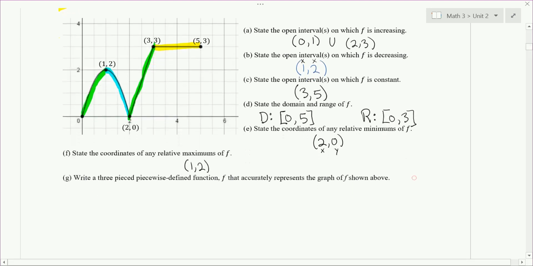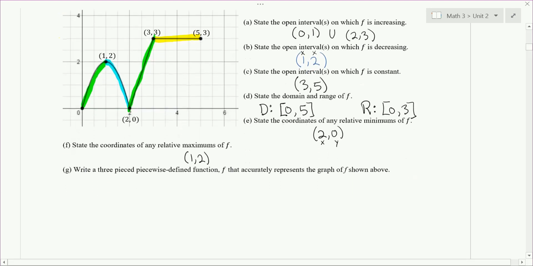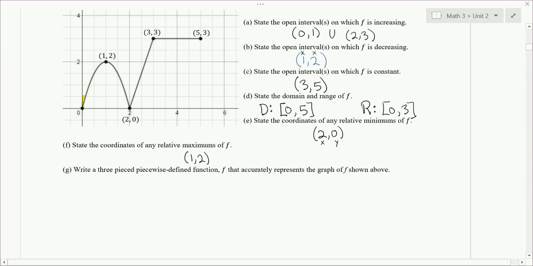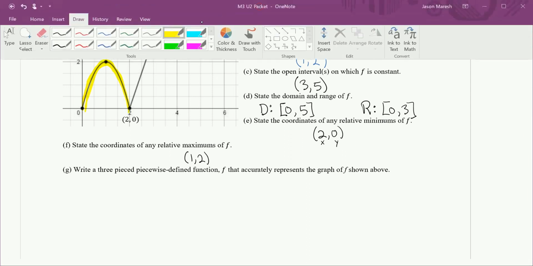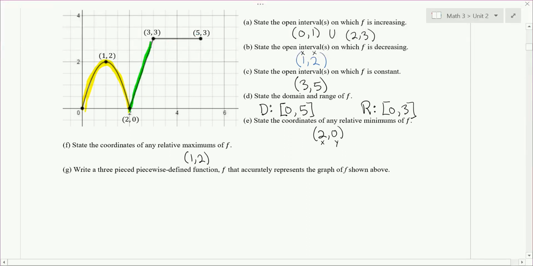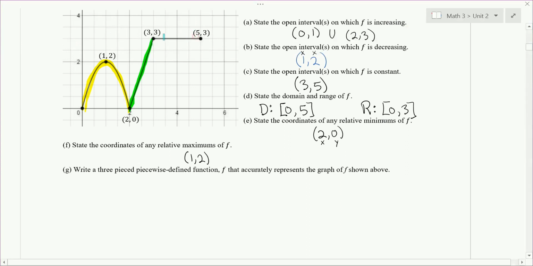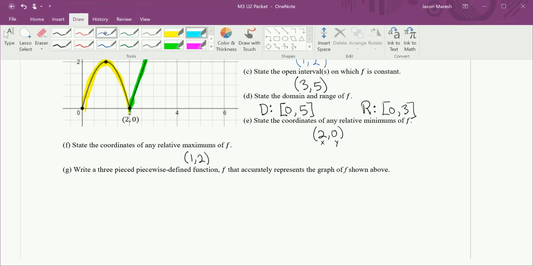For G, we're asked to write a three-piece, piecewise defined function f that accurately represents the graph of f shown above. So our three pieces: we can fit a parabola here, in yellow that I'm highlighting. We could fit a line segment there, or if you want, you could do part of the absolute value shape as well, and then again a constant line. So those are our three pieces.